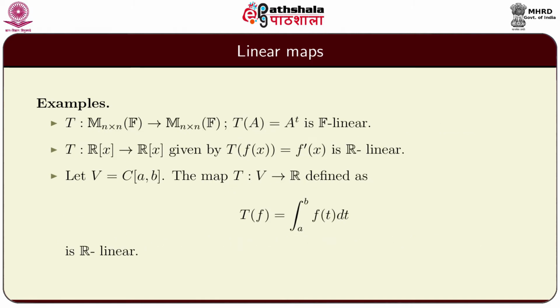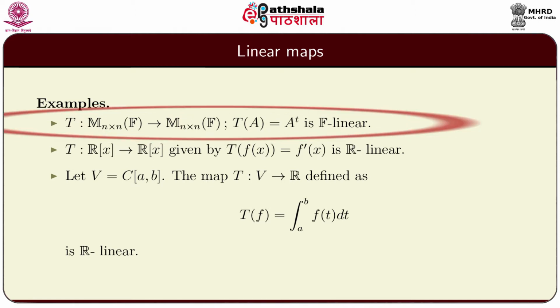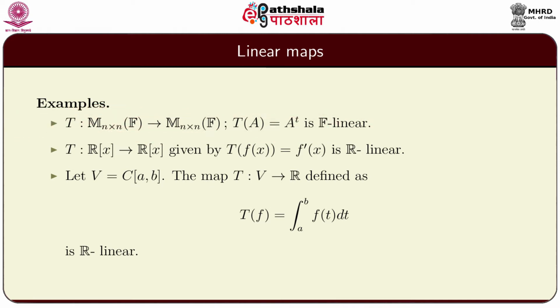Some more examples. Consider the vector space of n cross n matrices over the field F, M_n(F), and define T(A) to be A transpose. Again, it is an easy verification that T is a linear operator on M_n(F) over the field F.